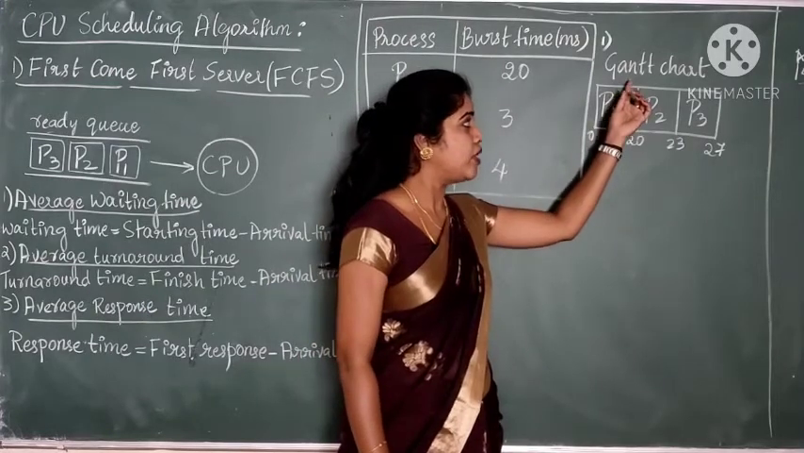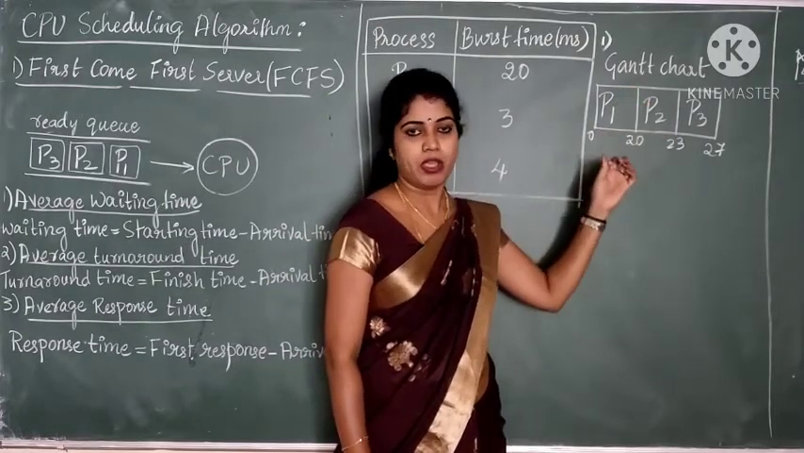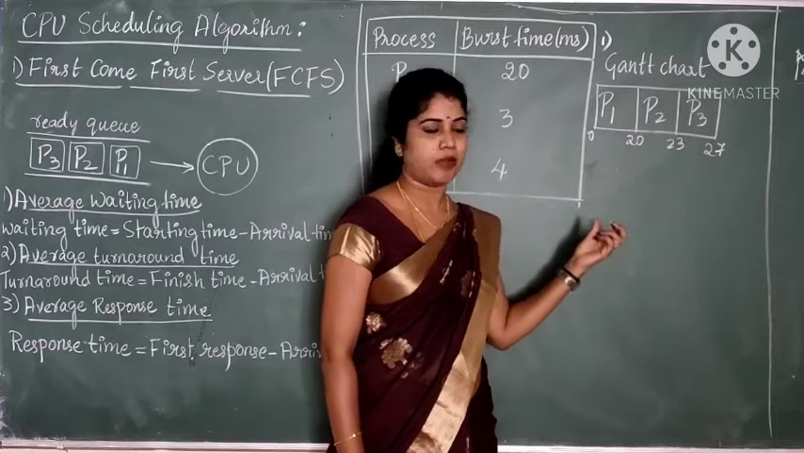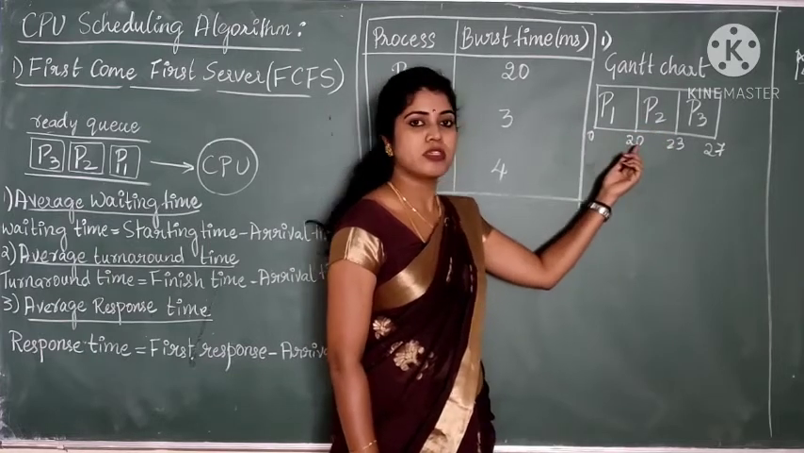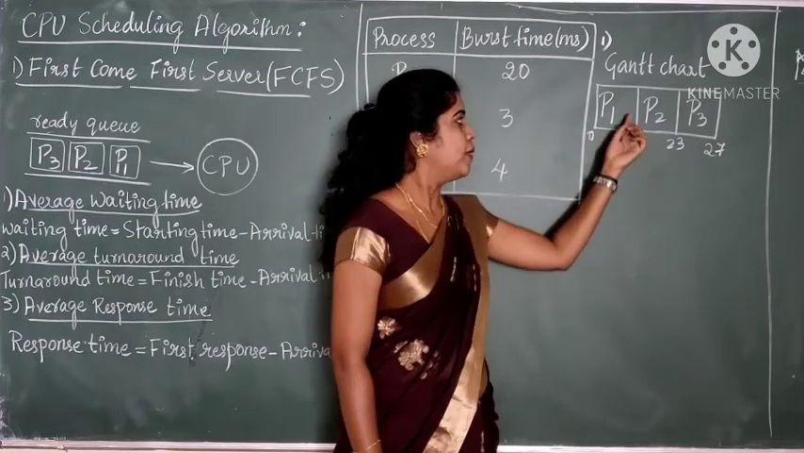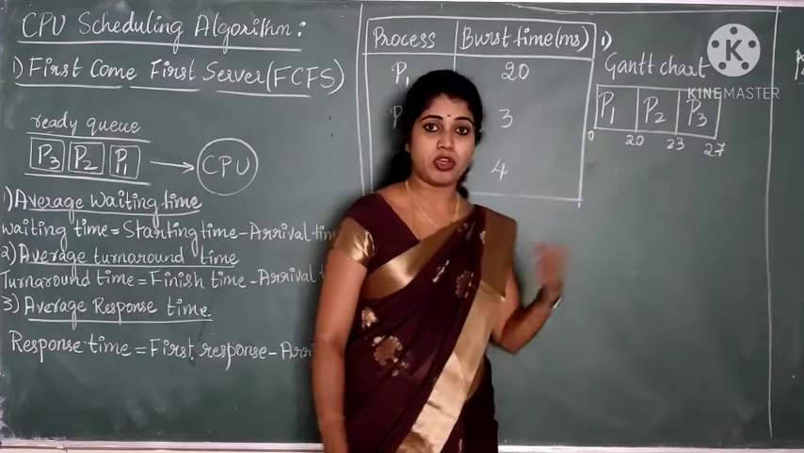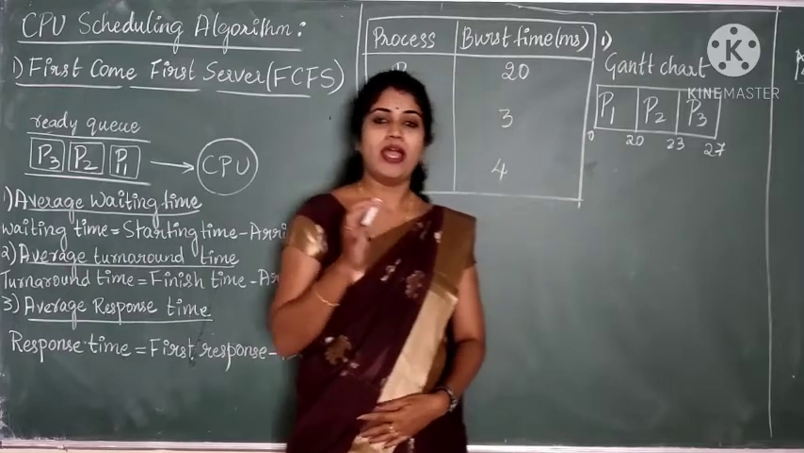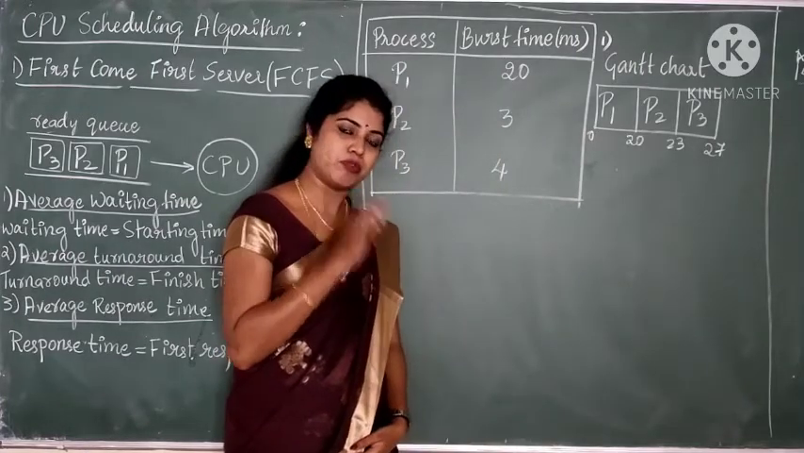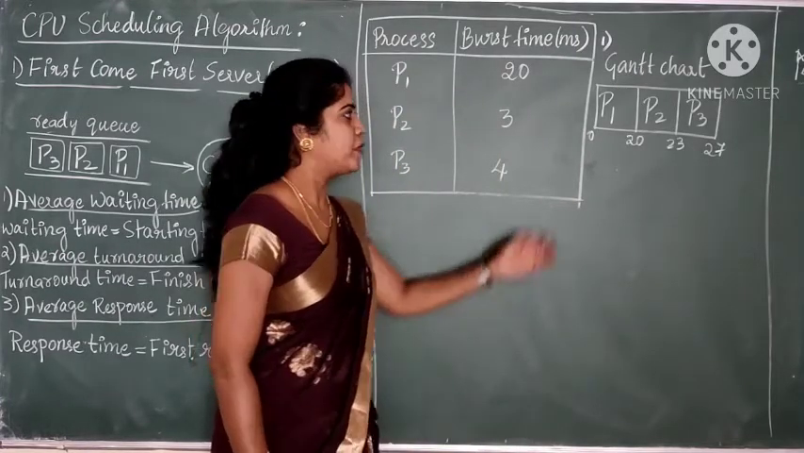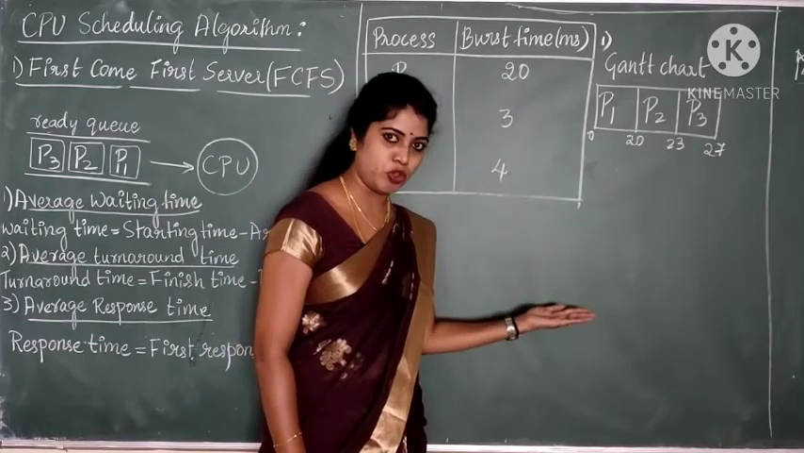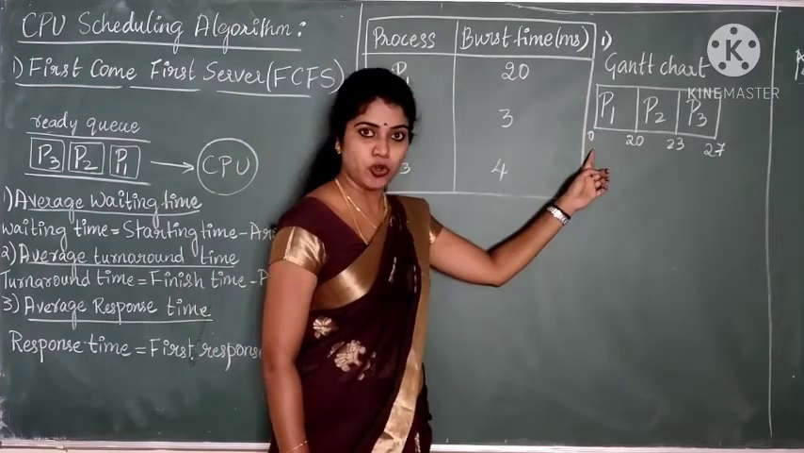It is given where you have to write a Gantt chart. It means, see, how many processes are there? 3 processes are there. P1, the very first process, starts at 0, because as I told you, it is first come first serve, and whichever process is coming first, that process will go for execution first. It means process 1 will start using the CPU first, at the starting time of 0.